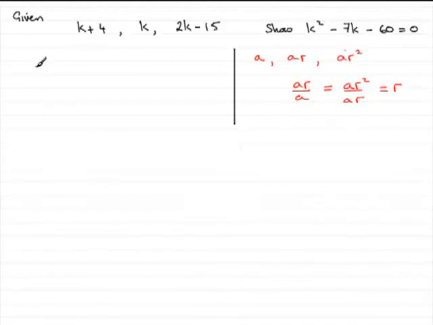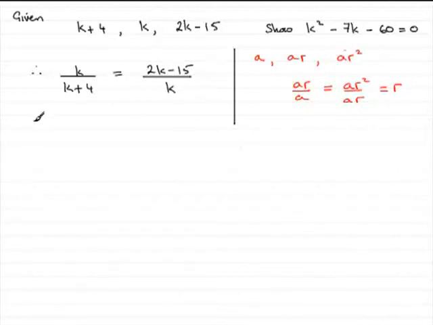What we need to do is simply divide any term by its previous term, and that will be the common ratio. So k over k plus 4 must equal this term here, 2k minus 15, divided by its previous term, k.